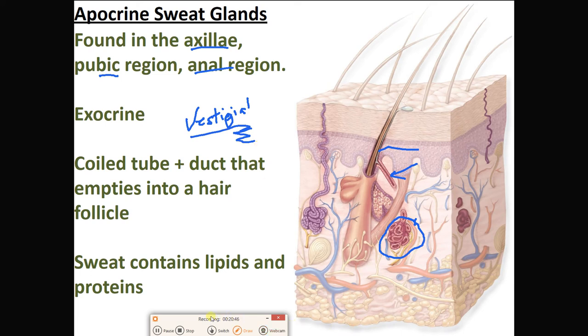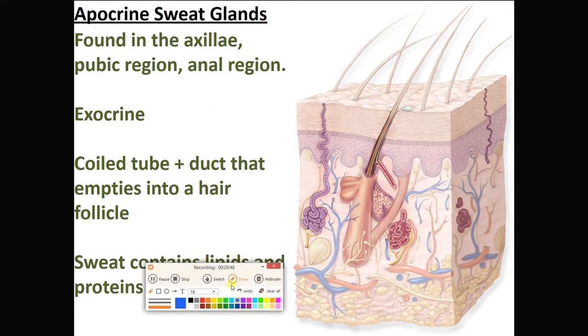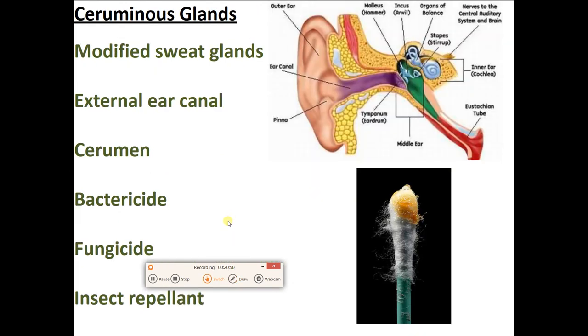All right, let's do another gland. I think we have another gland coming up. Yeah, this is one that we've never mentioned so far. Didn't mention this guy in lab. Haven't mentioned it yet in lecture. These are glands called ceruminous glands.